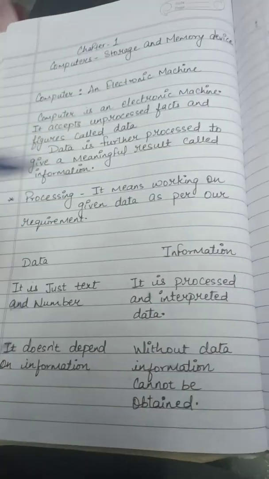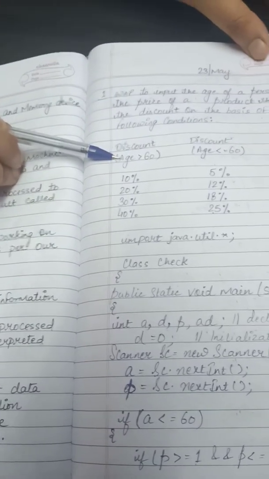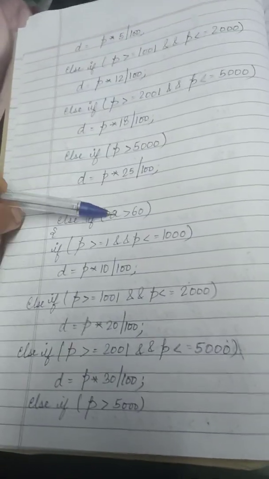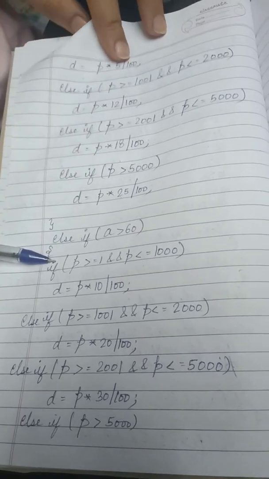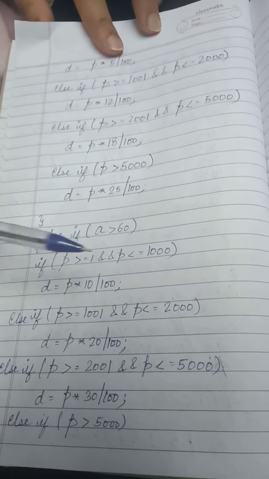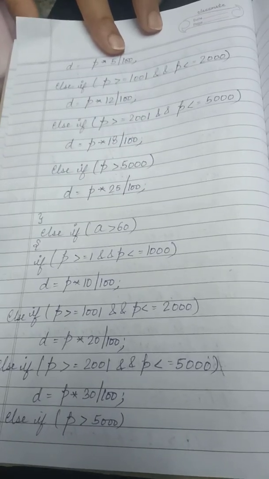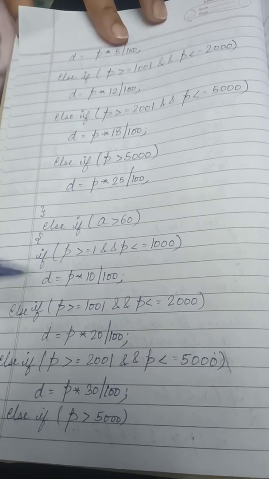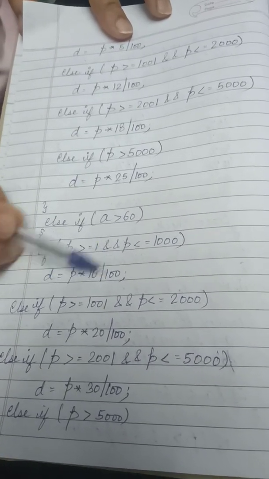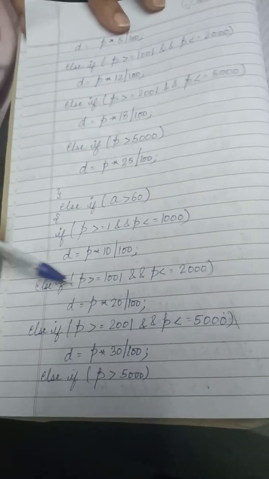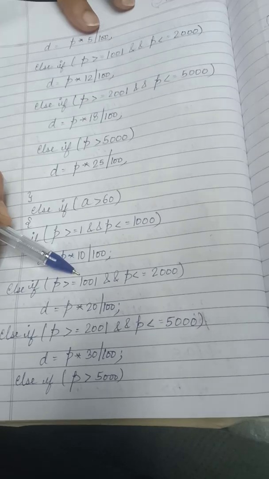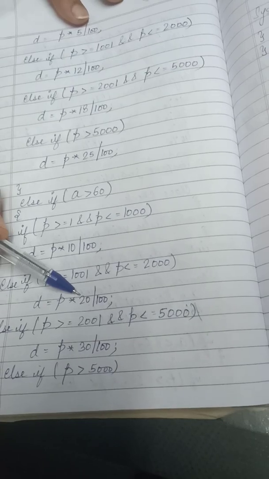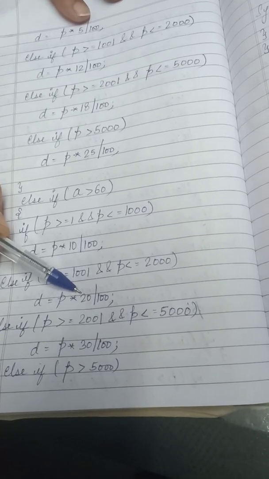Now for the next condition, I will calculate the discount on price for age greater than 60. Now if age is greater than 60 and price is greater than or equal to 1 and price less than or equal to 1000, the discount offered is 10% on the price. It is very simple to calculate: p into 10 upon 100. This will be your discount. Now else if p is greater than or equal to 1001 and p is less than or equal to 2000, the discount offered is 20% according to the conditions mentioned above.